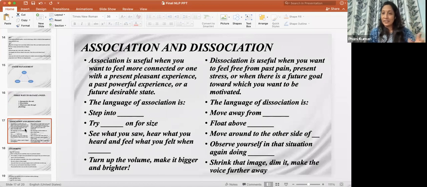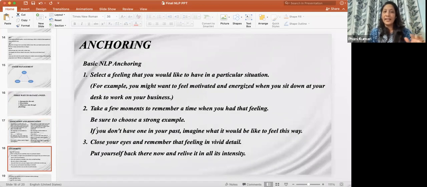So we have discussed association and disassociation, and the anchoring. Anchoring, by default, everybody has in our life. We already do that, right? Whenever we are in stress, like now when I'm talking to you, tell me, what are the anchors I'm using right now? Can anybody tell me what movements I'm doing right now?